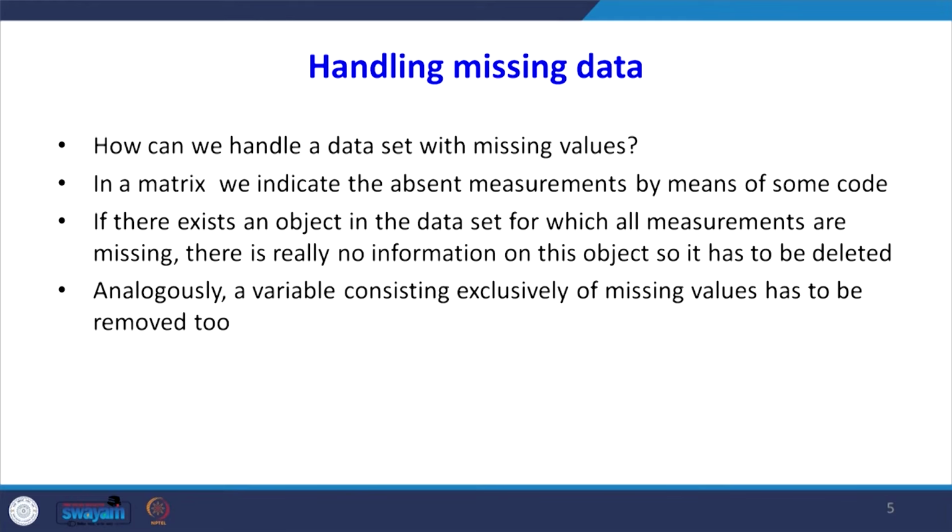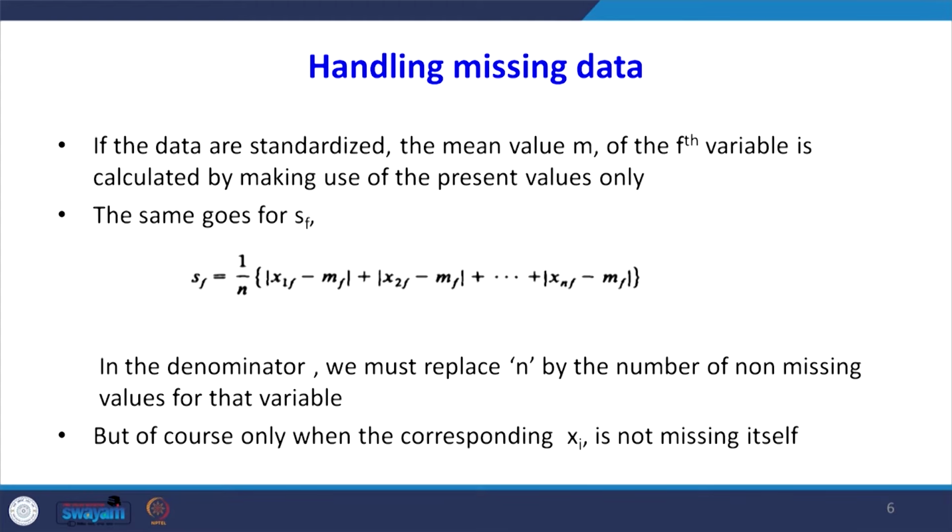In a matrix we indicate the absent measurement by means of some code. If there exists an object in the data set for which all measurements are missing, there is really no information on this object, so it has to be deleted. Analogously, a variable consisting exclusively of missing values has to be removed too. If the data are standardized, the mean value m_f of the f-th variable is calculated by making use of present values only. The same goes for the mean absolute deviation.